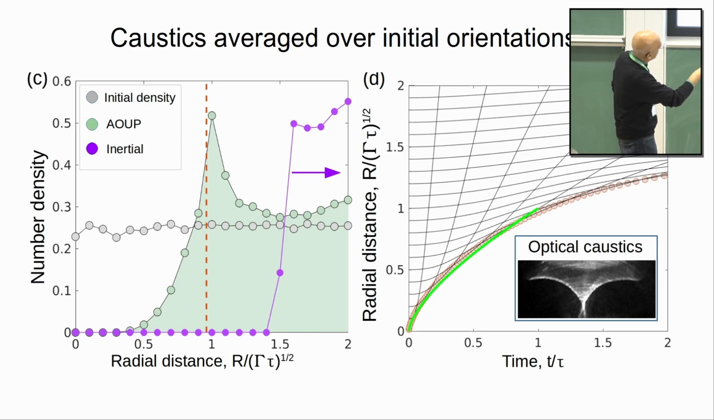plot of the position. And what you can see is if you're released at a large enough radius, you just go off. But below a certain radius, you accumulate. So the R versus T curves accumulate here. You get a caustic.